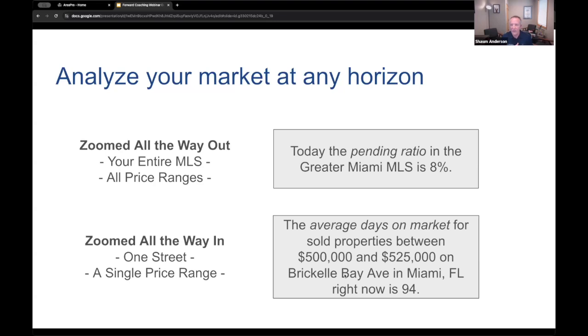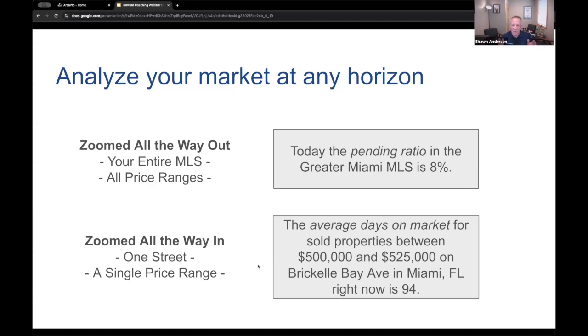Number one, it's geography. So go all the way up to 30,000 feet and you can look at your entire MLS. And all those stats I showed you before, the 14 stats, I can show you those for your entire MLS, and that's zoomed way out. The other channel that you zoom in and out is on price range. So if I'm looking at an entire MLS across all price ranges, that's your most macro view. That's like flying the jet at 30,000 feet.